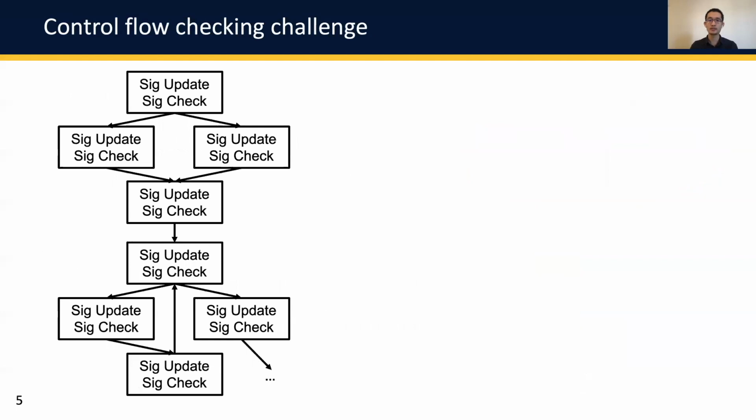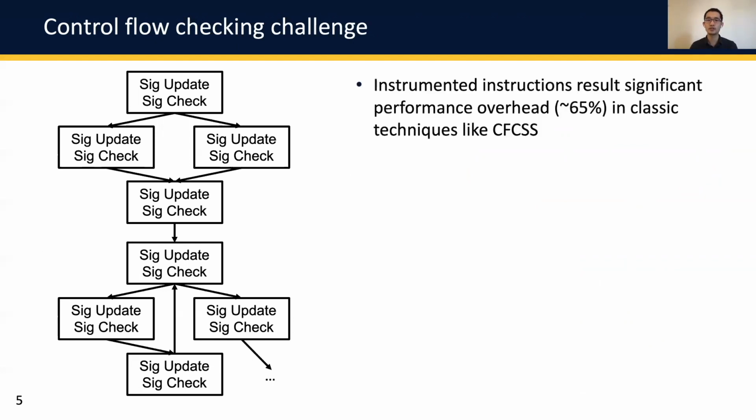Traditional techniques insert extra signature update and check instructions in every basic block of a program to make sure each control flow arrives at the correct target. Although this detailed checking method has high fault coverage, instrumented instructions also result in substantial performance overhead, like 65% in the CFCSS technique.